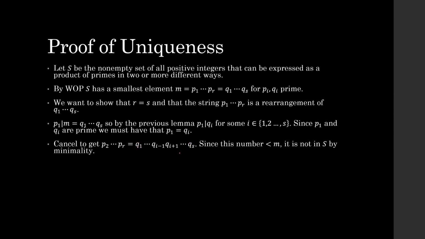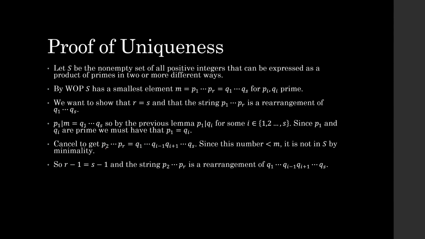So since this number is smaller than m, because we've canceled a prime out and the primes are not equal to 1, then it can't be in S, right? Because m is the smallest element in S. So that means that, keep in mind the length of this product here is r minus 1, and the length of this product here is s minus 1. Since these are not in S, then this is an integer that can only be uniquely represented as a product of primes, right? Otherwise it would be in S. But if it can only be uniquely represented as a product of primes, then these products must have the same length. So that's what we're saying here.